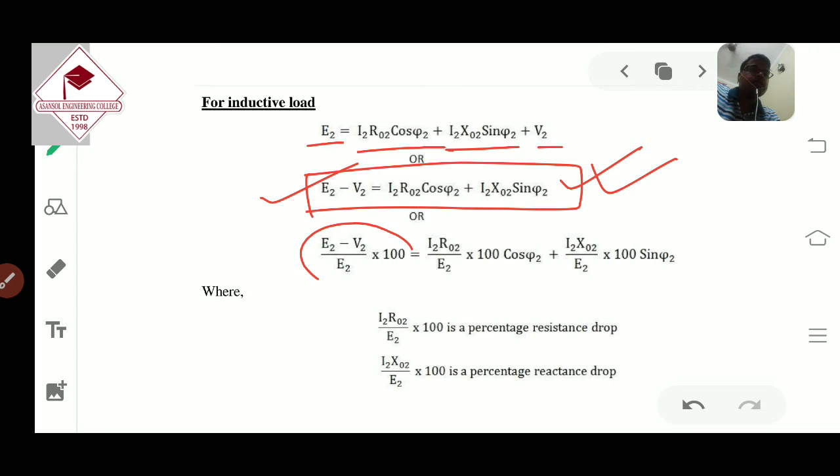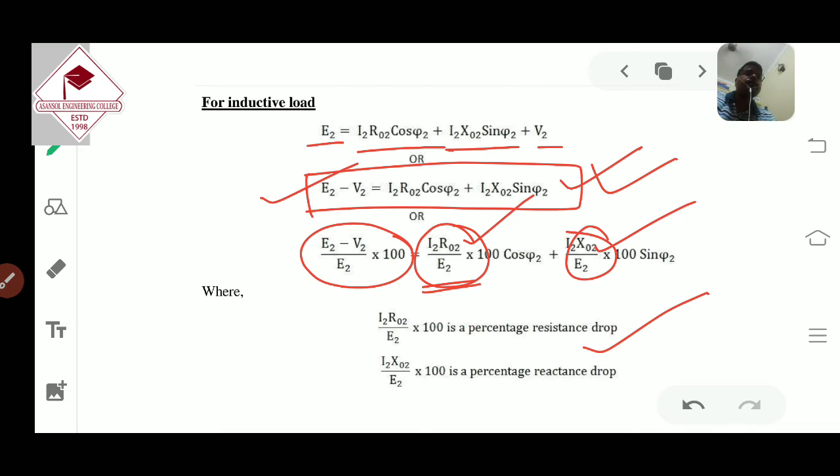See, this is the formula for percentage voltage regulation. So divide everything by E2. Where this is the percentage resistance drop, and this is the percentage reactance drop. So this way we can easily find the voltage regulation for inductive load.